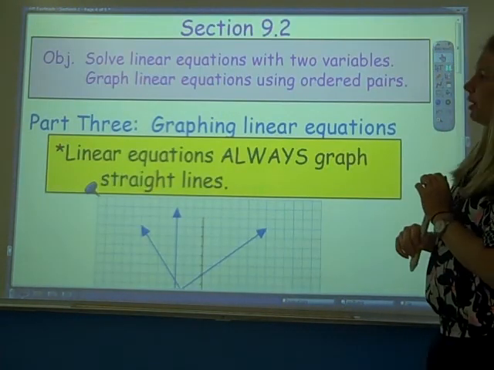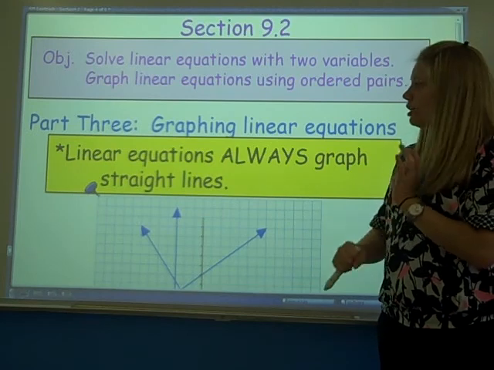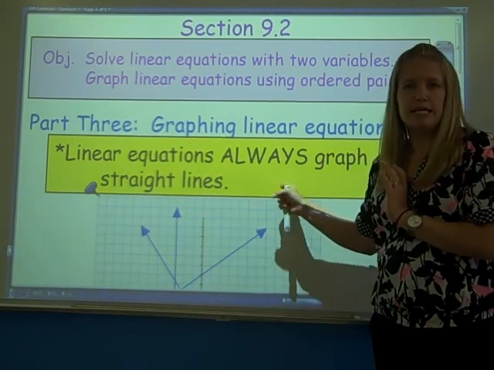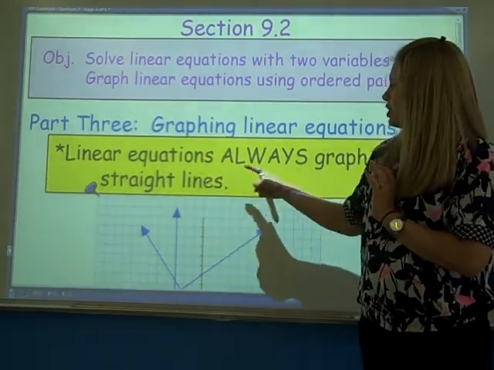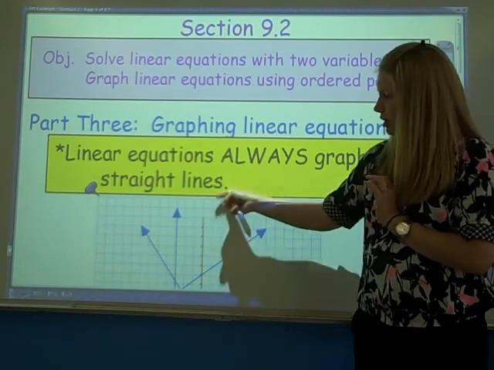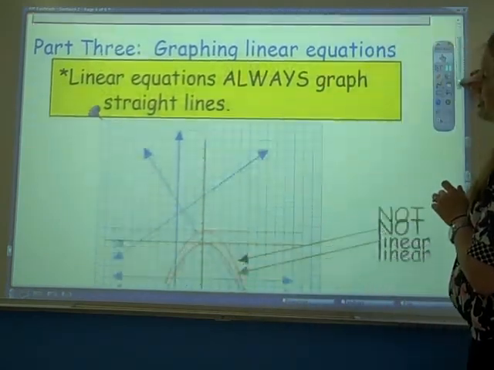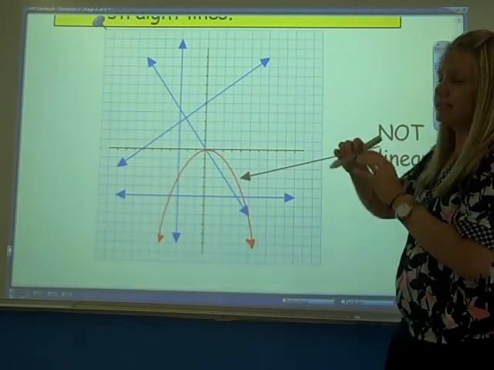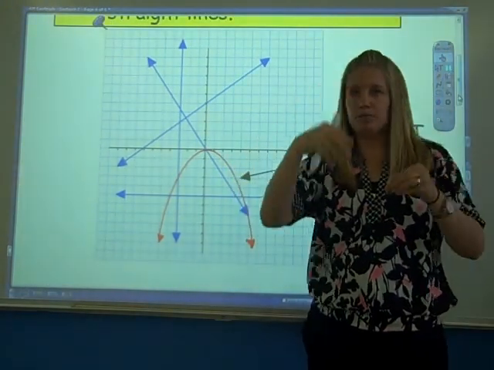Okay, part 3, graphing linear equations. Yellow box again, key idea. Linear equations always graph straight lines. And these are just some pictures. You can sketch this on your paper, like sketch a little graph, an X and a Y.